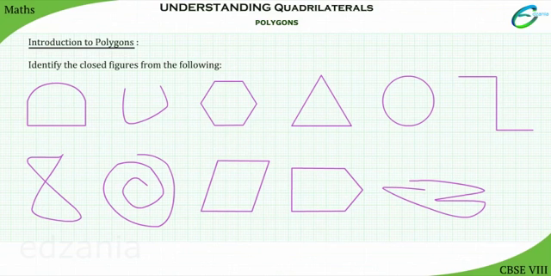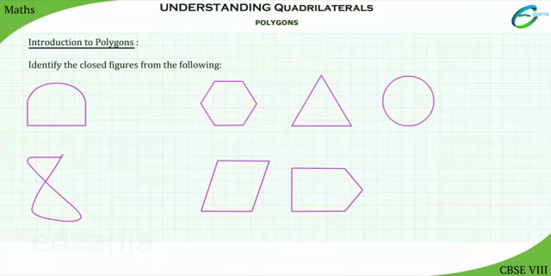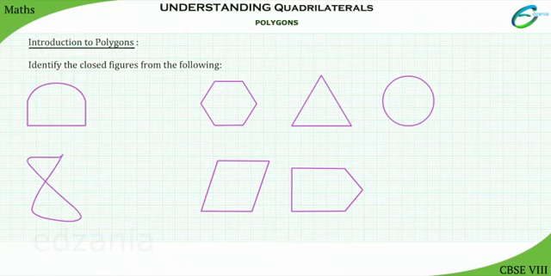Here are some figures. Identify the closed figures among them. These are all closed figures. Do you know a line segment? Yes, a line segment is a straight line with two end points.